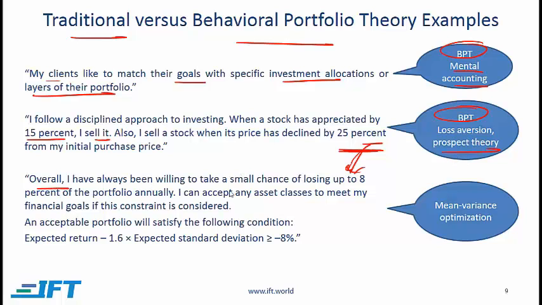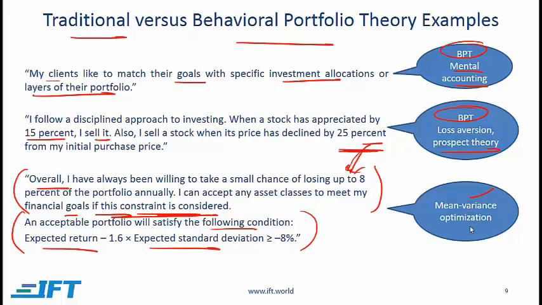Overall, I have always been willing to take a small chance of losing up to 8% of the portfolio annually. I can accept any asset classes to meet my financial goals if this constraint is considered. So the investor is doing mean variance optimization. And if we look at this quantification, where an acceptable portfolio will satisfy the following condition, where we have expected return, expected standard deviation. So here again, this emphasizes that the client is doing mean variance optimization. That is it for this reading.